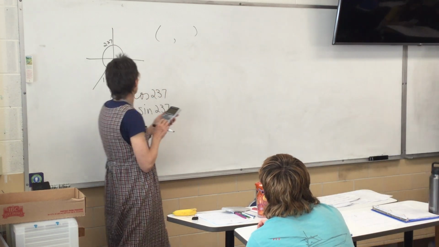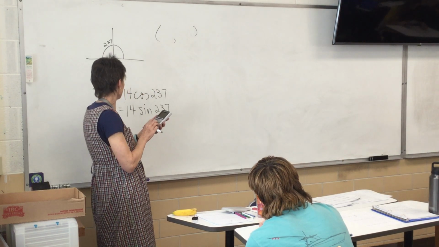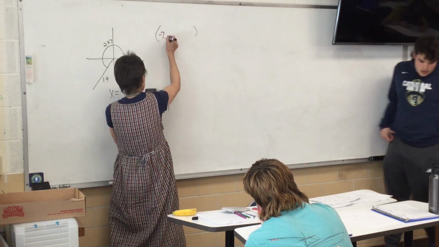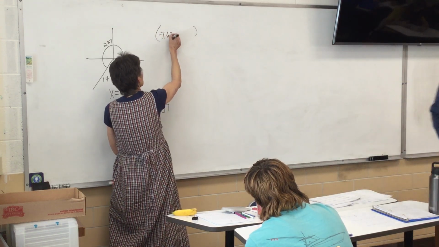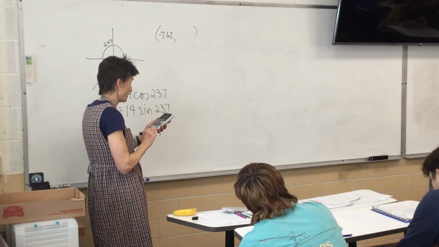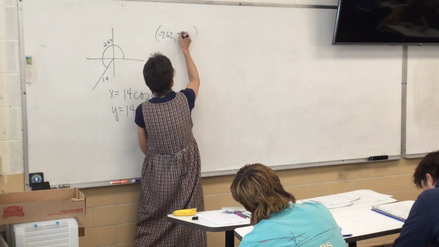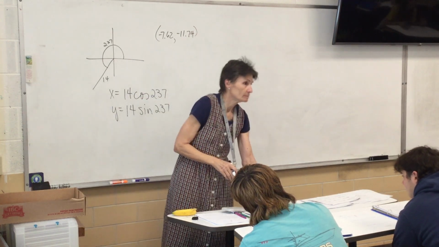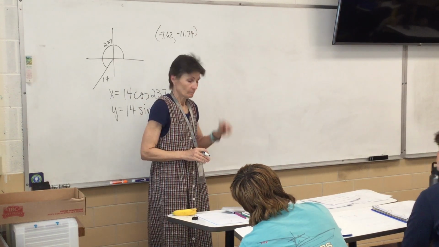So, x equals 14 cosine 237, so negative 7.62, and 14 sine 237, negative 11.74. Done. Next problem.